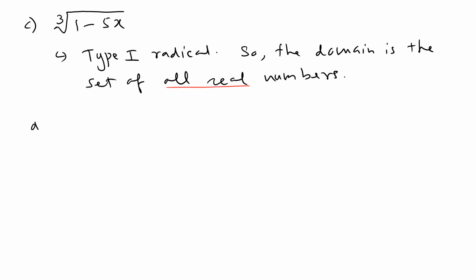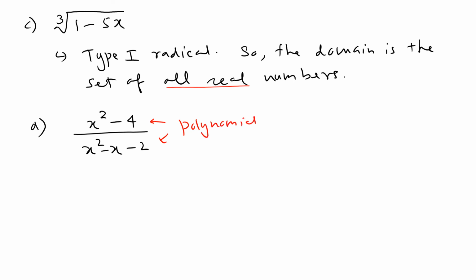So part D, let's look at a rational function. Let's say we have x squared minus 4 divided by x squared minus x minus 2. So this is a rational function. This is not a fractional expression, because you see both are polynomials. So this is what we normally call a rational function.